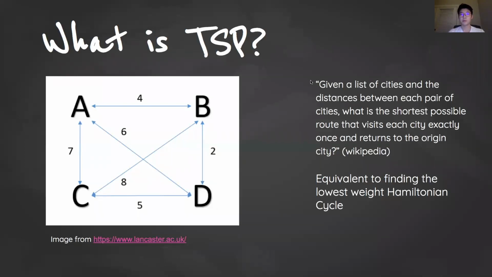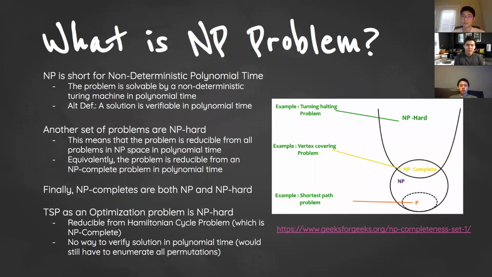The traveling salesman problem is actually a typical example of an NP problem, where many computer scientists have tried to find the best method that can solve for an optimal solution. Right. So in terms of NP, there are three distinct categories. First is NP, which is short for non-deterministic polynomial time. This is indicative of a problem that is solvable by a non-deterministic Turing machine. In other words, an alternative way of thinking about this is a solution that is verifiable in polynomial time.